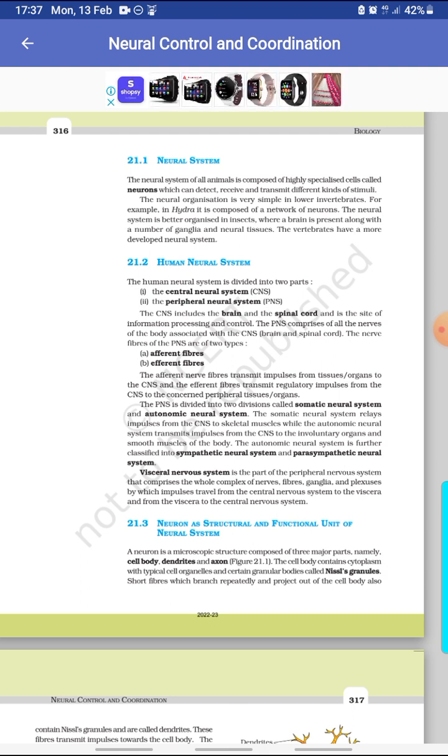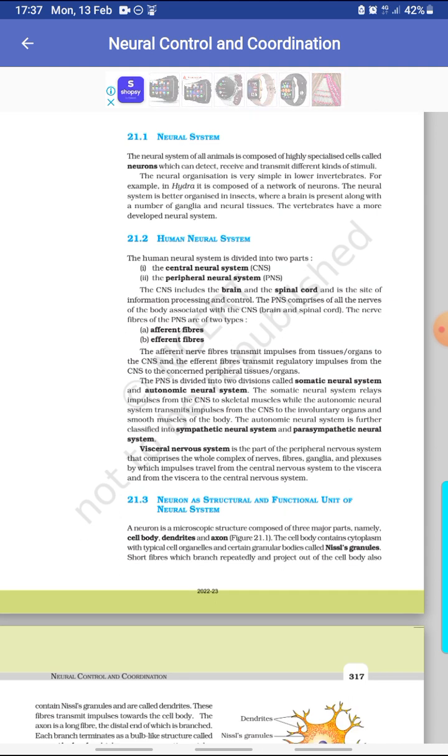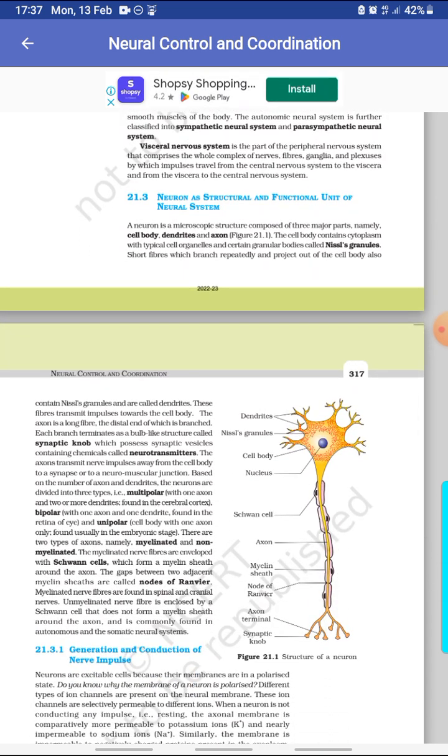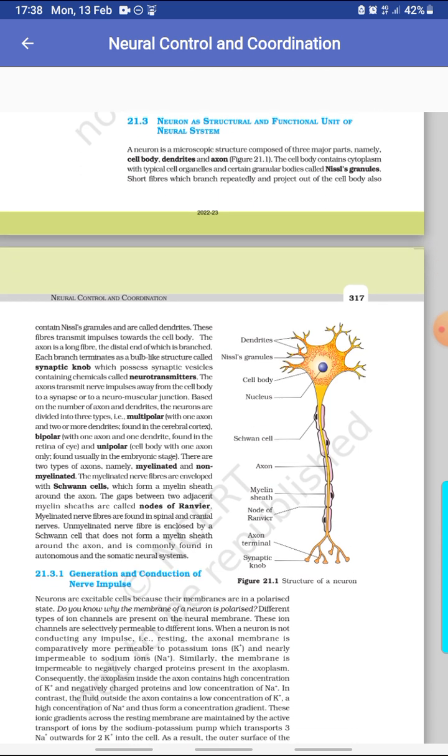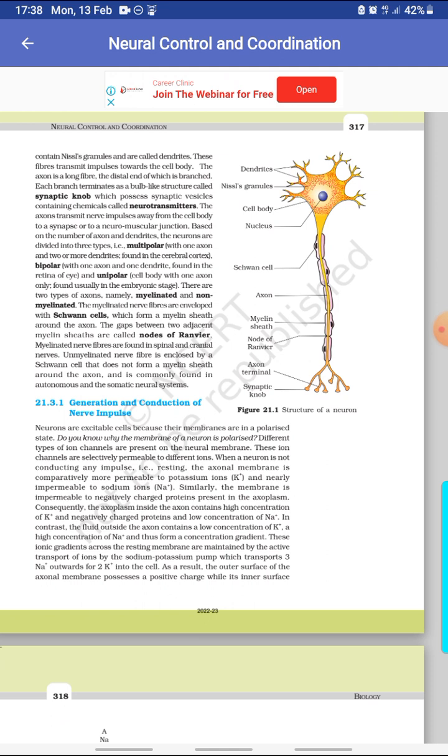A neuron is a microscopic structure composed of three major parts, namely cell body, dendrites, and axon. The cell body contains cytoplasm with typical cell organelles and certain granular bodies called Nissl's granules. Short fibers which branch repeatedly and project out of the cell body also contain Nissl's granules and are called dendrites. These fibers transmit impulses towards the cell body.